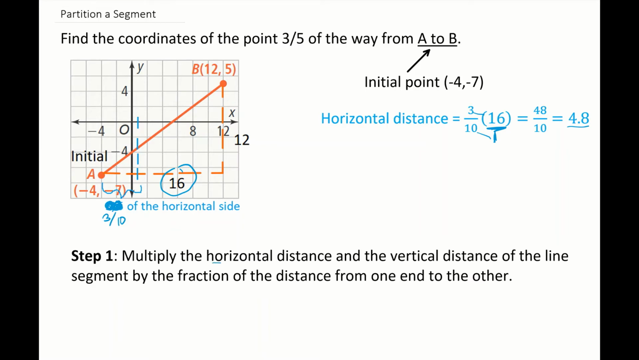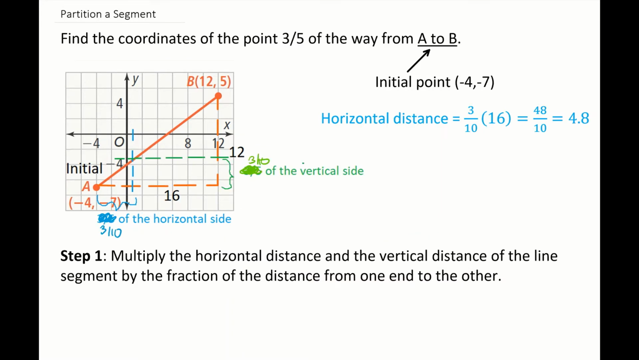Okay, so this horizontal distance in the diagram is the 16. And then the vertical distance in the diagram is 12, right? The total vertical distance. This should really say the total, right? Not the partial, but the total. All right, so now that we have the partial horizontal distance, we're going to do the vertical.